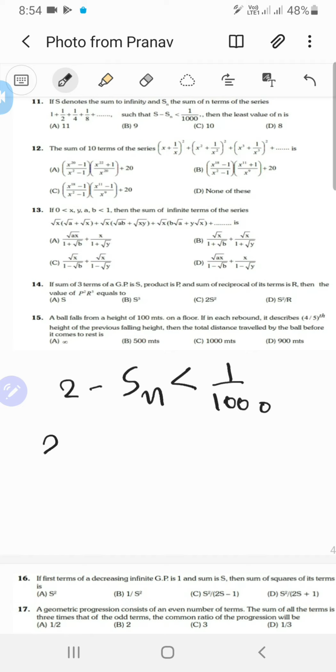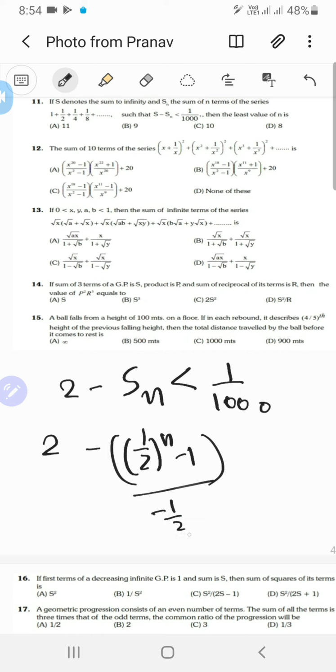What is Sn? Sn is going to be, well, the first term is 1, and then you have r to the n, which is half to the nth power, minus 1 upon half minus 1, which is just negative half. So you get this thing, right? It's supposed to be less than 1 by 1000, right? So what do you get from that?